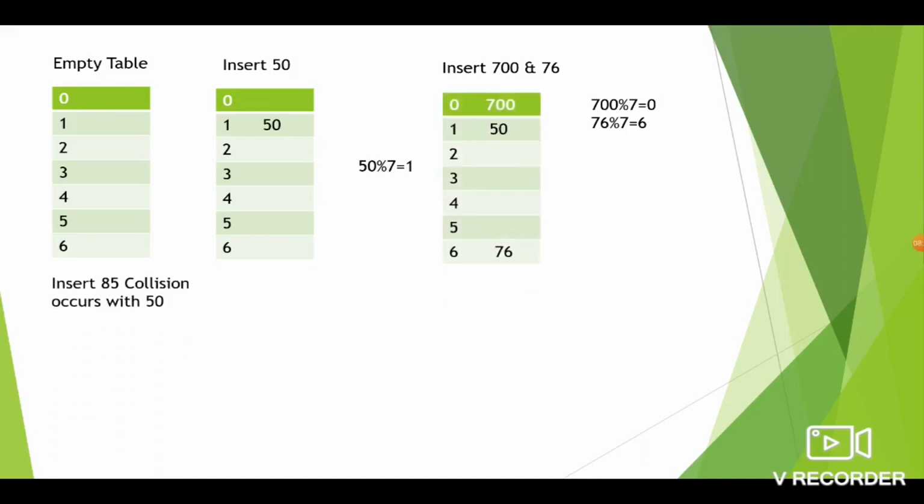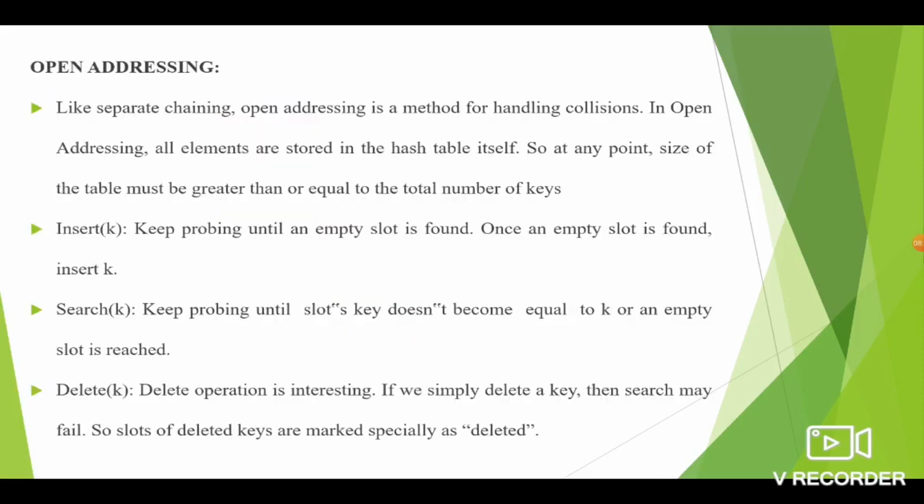So we are inserting 85. So 85 is colliding with the element 50. So what we are doing? We are creating the new node and it is added in the linked list. Okay, so this is called separate chaining.